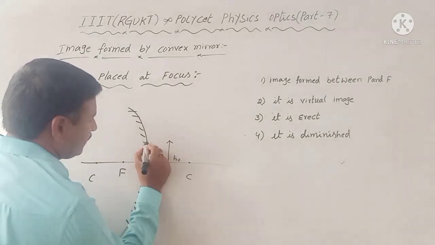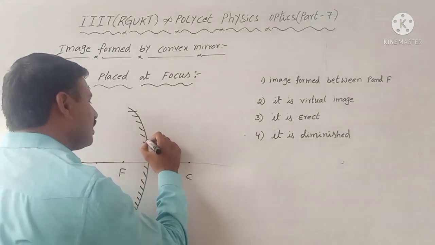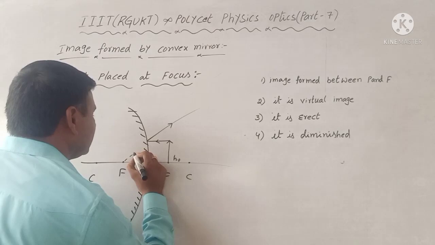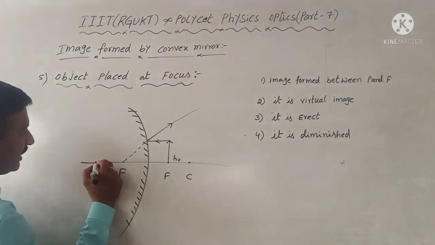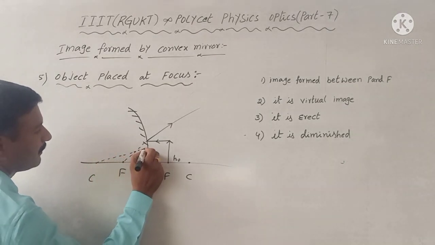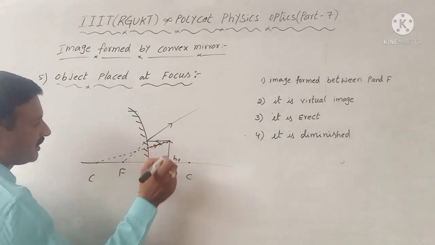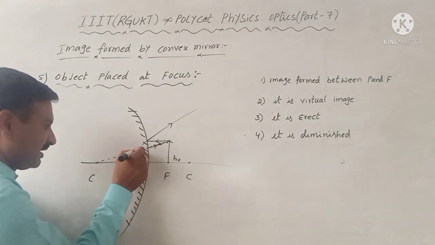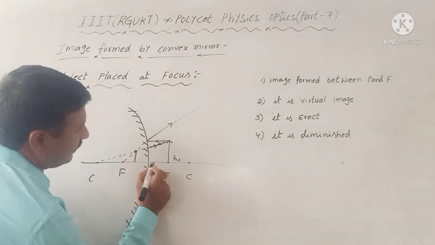So again, a ray passing parallel to the principal axis, after reflection, passes through the focus. Again, rule 3 is satisfied. What is rule 3? Rule 3 says a ray passing parallel to the principal axis, after reflection, retraces back. Where the two light rays are intersecting here, the image is formed between P and F.